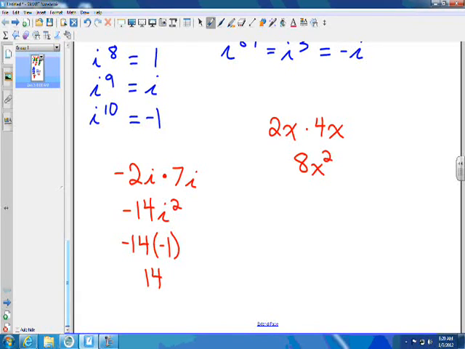The i squared is the one you're going to see the most often. That's the one you have to memorize. That's the one you have to know. You never leave it in the final answer. Always change that to negative 1.